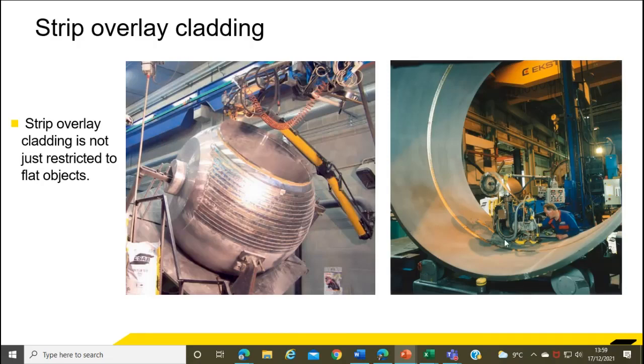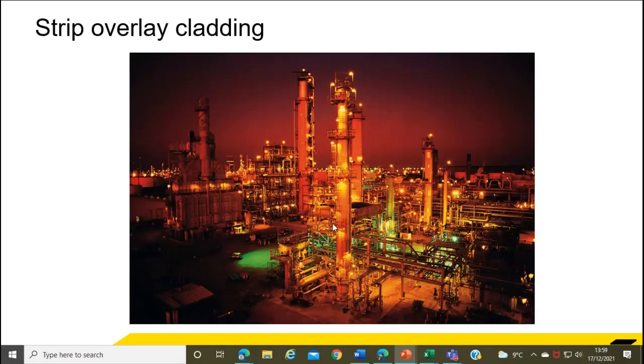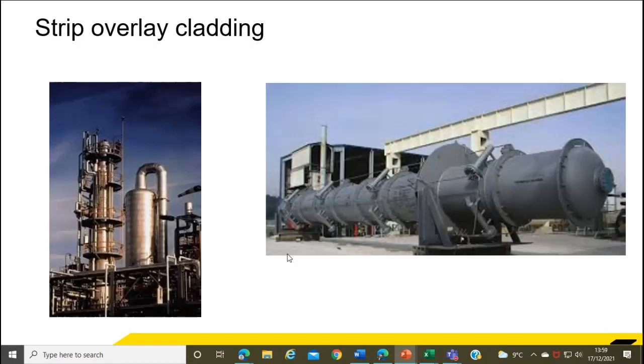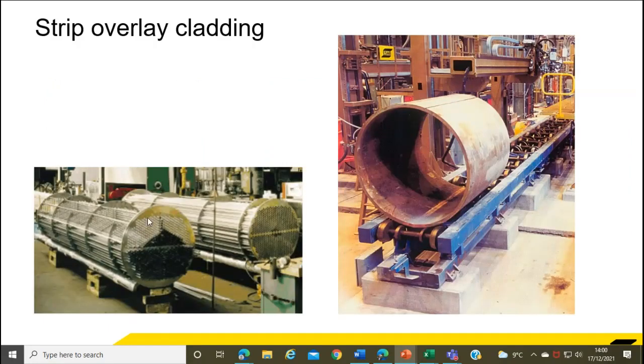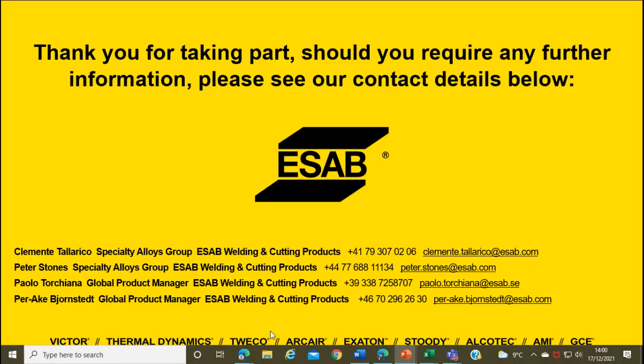So we've seen this picture before, and that's fairly common. Provided you've got a column and boom that can reach, then you can get in there with a strip. So in an oil refinery, there are any number of vessels that are lined using strip overlay, as with any kind of acid process or heat exchanger plates, or the inside of a heat exchanger tube. Again, all absolute prime candidates for strip cladding. If you were doing these with wire, it would take you 5, 6, 7, 8, 10 times as long. So thank you for that. We'll take any questions. Clemente.